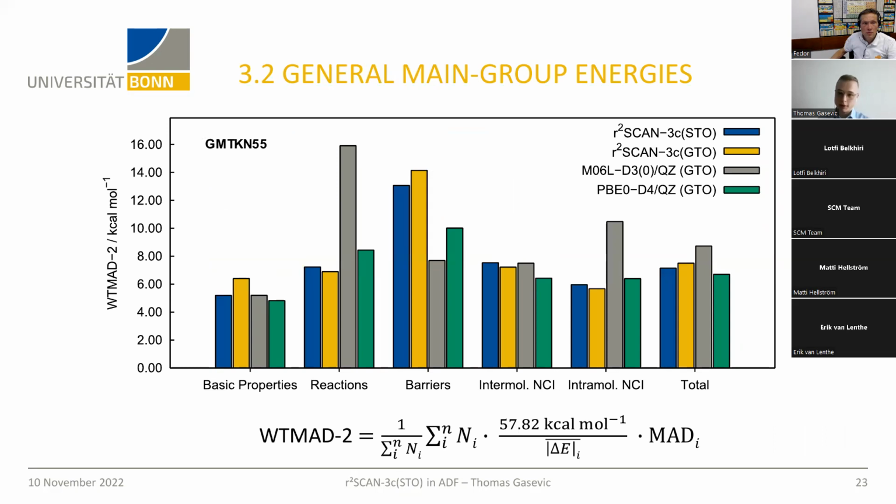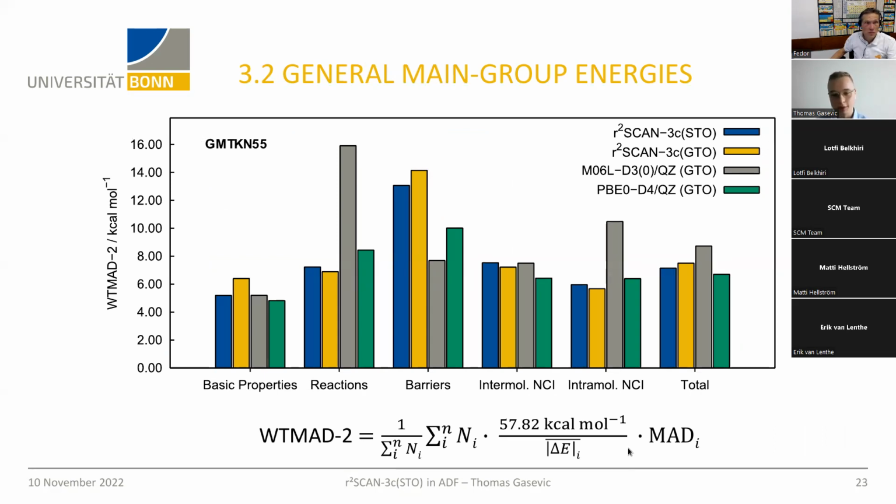Okay, then we tested a lot of energy benchmark sets. First of all, general main group energies. For this, we usually evaluate the GMTKN55 benchmark set collection, which is just a benchmark set collection with 55 benchmark sets, which can be categorized into basic properties, reactions, barriers, inter and intramolecular non-covalent interactions, and just then in total. And since the interaction energies have a very large range, we just scale them in order to compare them. So we use the weighted MAD2, or in short, WTMAD2, to evaluate the benchmark collection. And here is the formula for this.